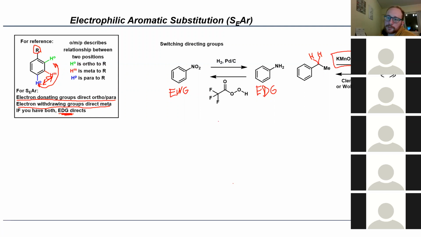And then we also know that we can reverse this reaction using the Clemmensen reduction or the Wolff-Kishner reduction, or making a thioacetal and reducing it. And so this is another way for us to toggle the reactivity. And so I think both of these are very useful for problem solving.